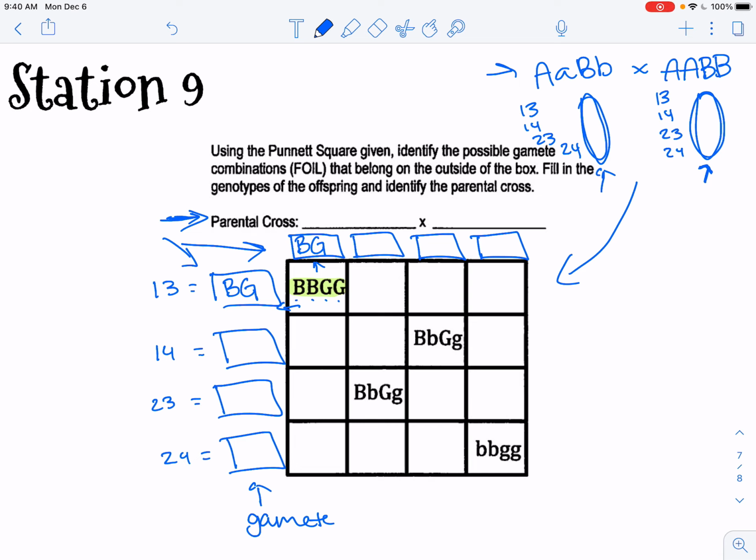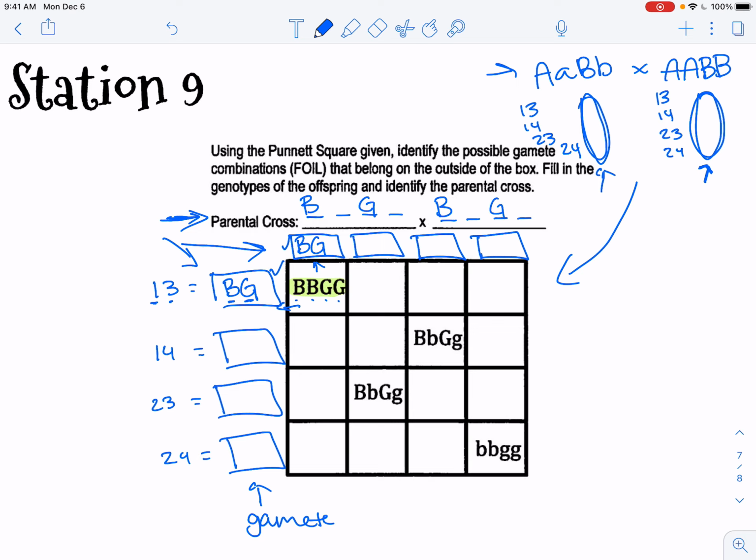So if I know that 1 and 3 is a big B and a big G for both parents, 1, 2, 3, 4, 1, 2, 3, 4, we know that number 1 and number 3 have to be big letters. We know that for both parents here and here. We know that. There's no other combination. Okay, then what are we missing?